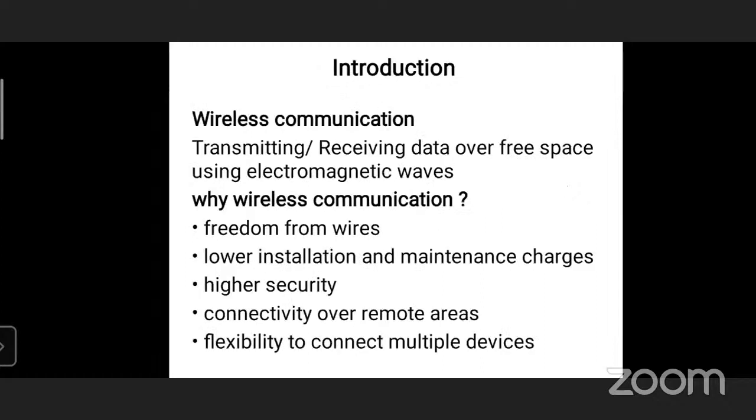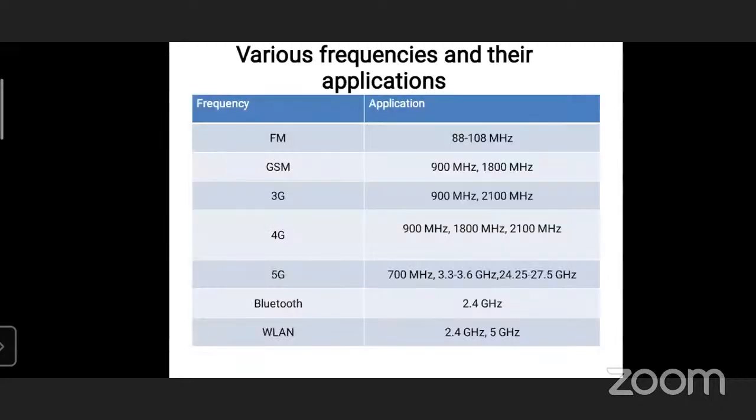First of all, wireless communication. It's the transmission and reception of data over free space using electromagnetic waves. Obviously, wireless communication gives us freedom from wires, lower installation and maintenance charges, higher security, connectivity over remote areas, and flexibility to connect multiple devices. These are the basic frequencies that we use in our daily life: FM, GSM, 3G, 4G, 5G, Bluetooth, and WLAN.